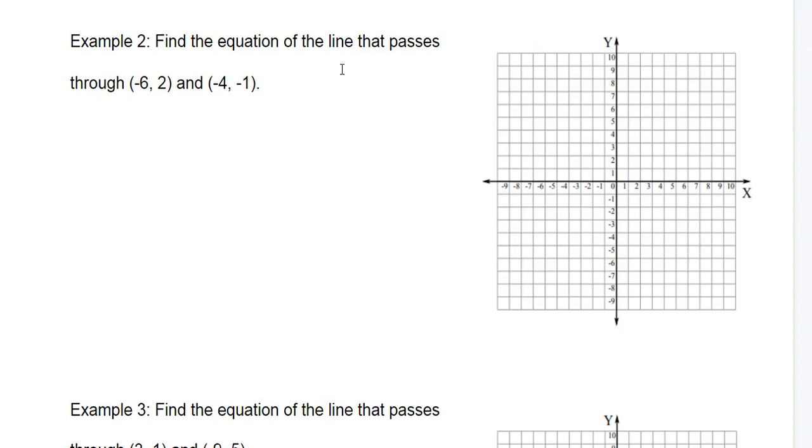Okay, take a look at the next example. Find the equation of the line that passes through -6, 2 and -4, -1. So I'm going to go ahead, just like I did before, to plot these two points. I've got -6, 2 right there, and then I have -4, -1.